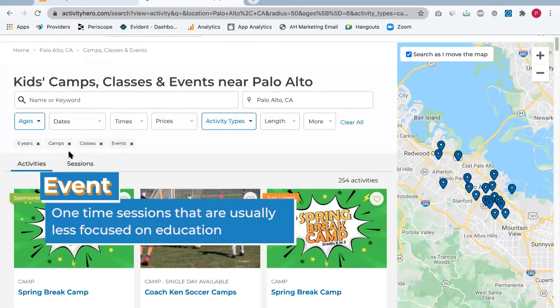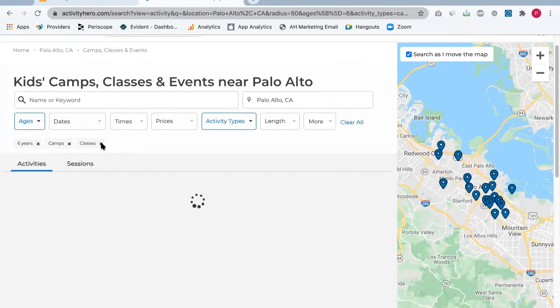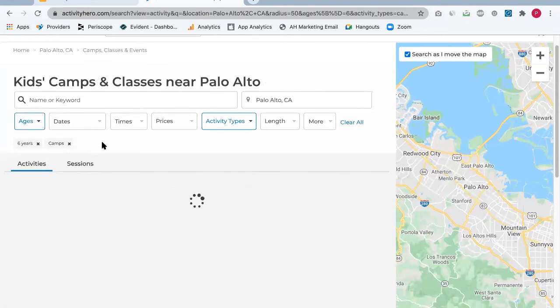Whereas an event is usually more of a one-time event. It might be a fair, a festival, an open house, or a talk. So if I wanted to narrow this down to, say, more like spring break camps, I can just cross out the sections that I'm not interested in right now.